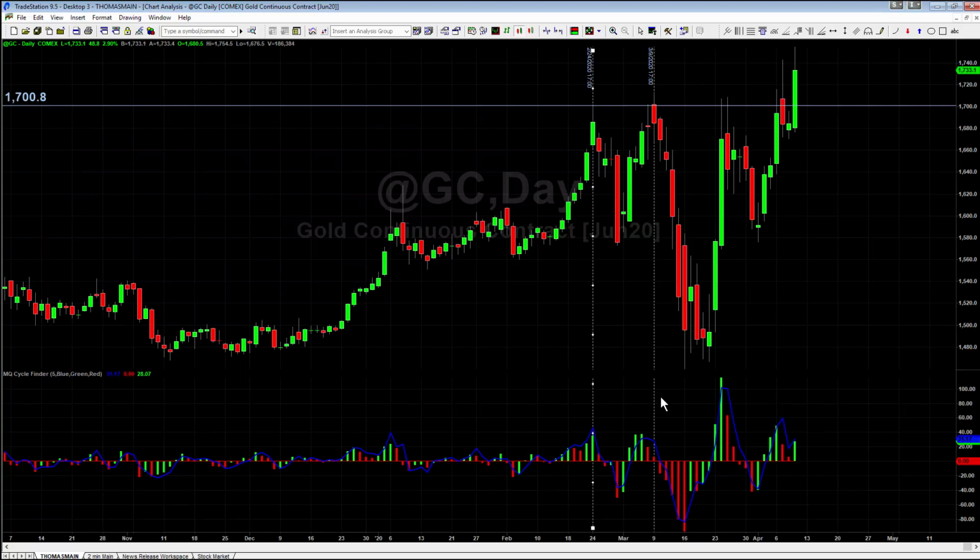Okay, so the main three ways that we use the MQ Cycle Finder: short-term and long-term cycles are the first two, and then divergences with that indicator line.